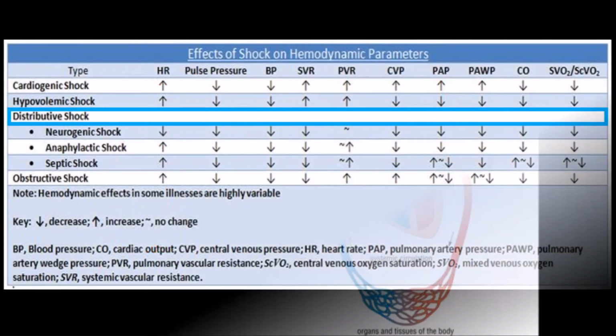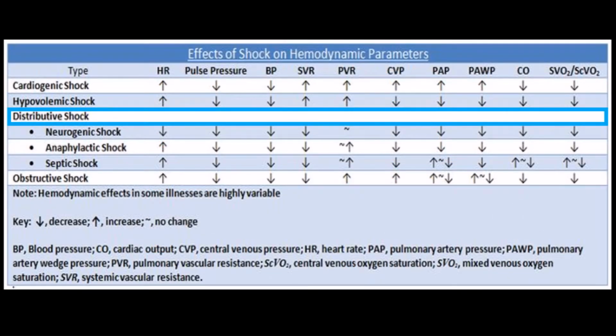Now, let's look at our table again for distributive shock, when it comes to the effects of shock on the hemodynamic parameters we'll assess from our patient. If you notice here, the actual highlighted portion is blank because there's three subsets of distributive shock that they're analyzing. It's neurogenic, anaphylactic, and septic. So we're going to look first just at the overall trend that distributive shock patients tend to carry when we're assessing their hemodynamic parameters. So distributive shock, as I said, is neurogenic, anaphylactic, and septic.